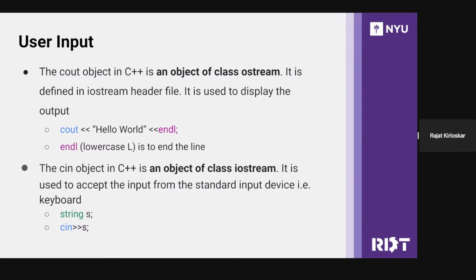So next we move on to the user input. The cout object in C++ is an object of class OStream, and it is defined in the IOStream header file, which we write at the beginning of the code. So we would typically use cout when you would want to print something on your screen. As you can see in the example here, we have cout, which prints hello world, which is a typical phrase we would print in any coding language at the beginner level.